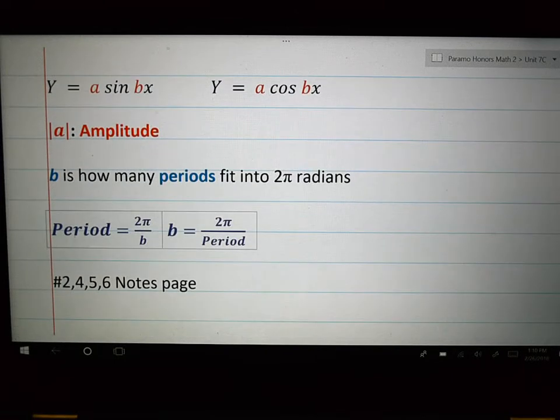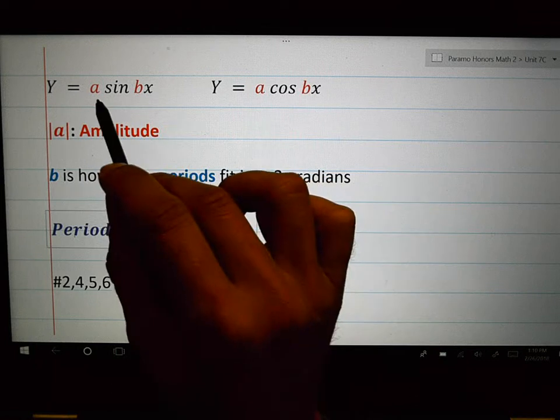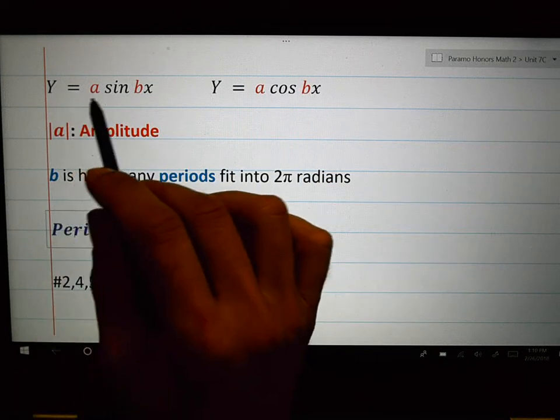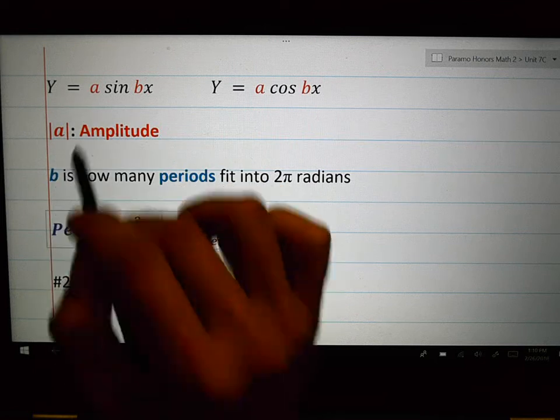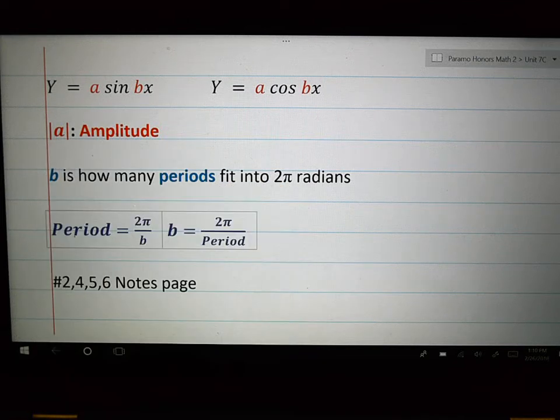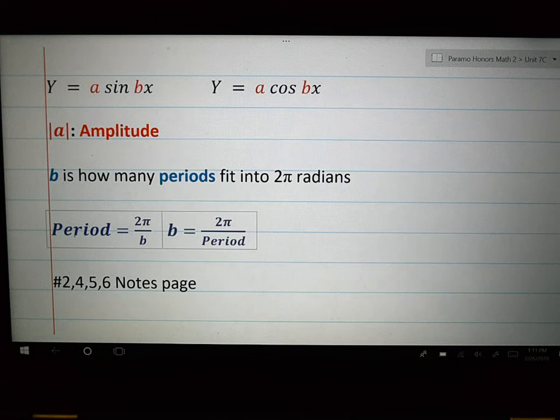What we have are the basic equations for sine and cosine. A sine of bx, a cosine of bx, and the A is how we figure out what the amplitude is, the absolute value of A, of course. They're going to be asking you to create some equations, and if you don't know how this translates into the equation, then you're not going to know how to write the equation.